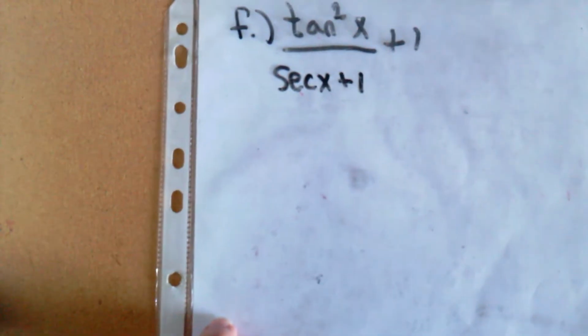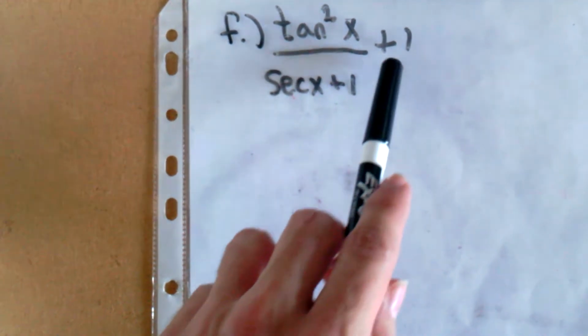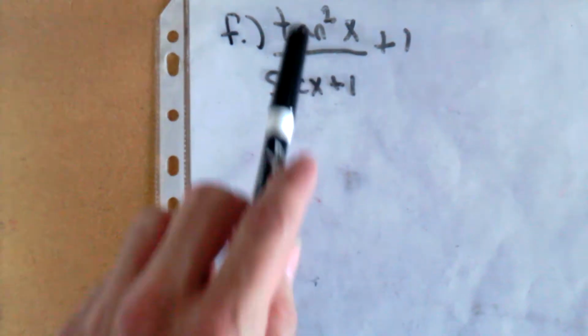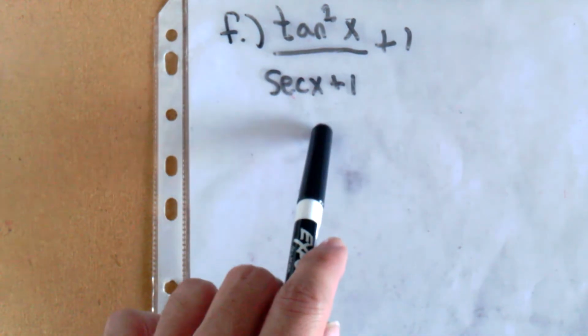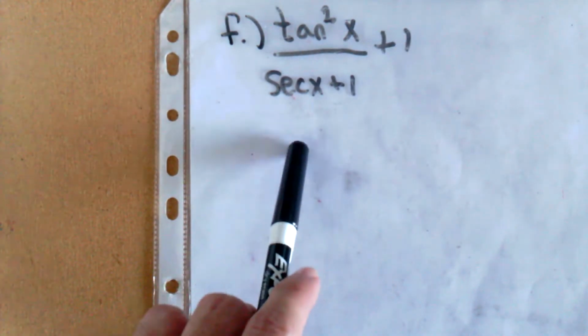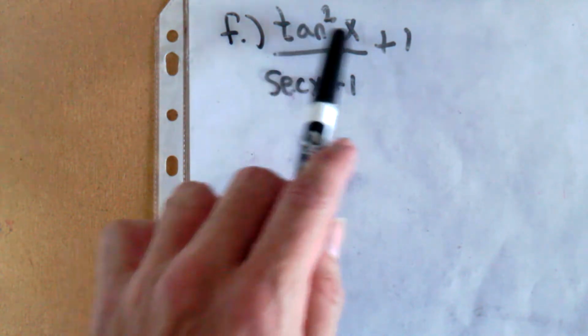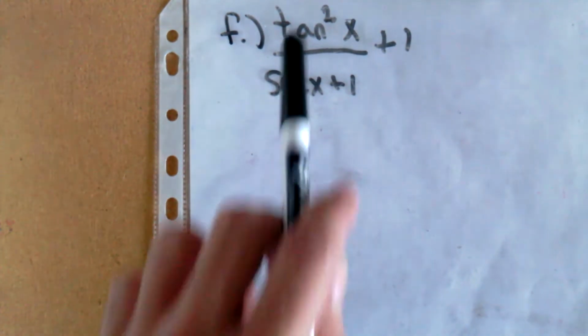So let's go ahead and turn over the page, so I'm not going to run out of room. On F we have tangent squared over secant x plus 1, plus 1. So the first thing we notice is that nothing cancels out or simplifies right now, because all of our terms are different. So let's go ahead and redefine something so that we can simplify this. The easiest way to do this is to look at tangent squared, and using our identity, replace tangent squared.